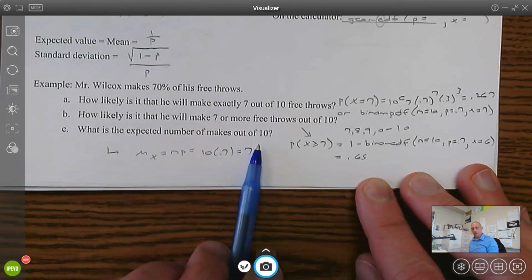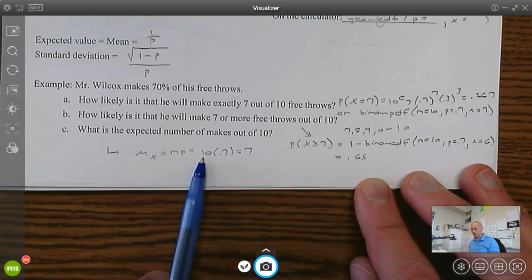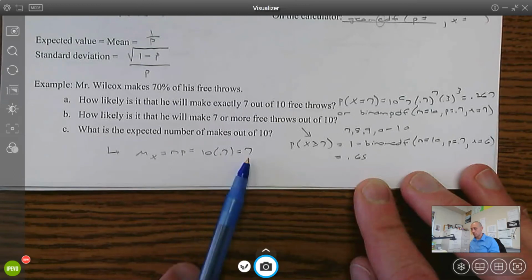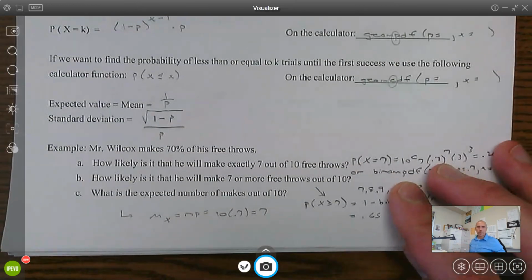Expected number made out of 10. We have a fixed number of trials. This is binomial. So I'm just using the formula N times P. We'd expect 7 successes. That is it for chapter 6.